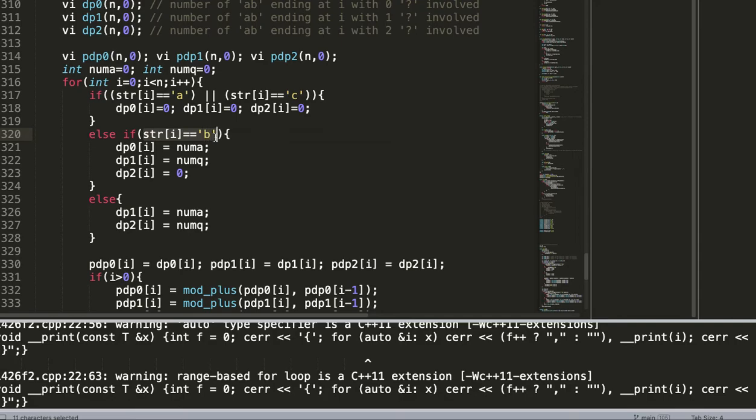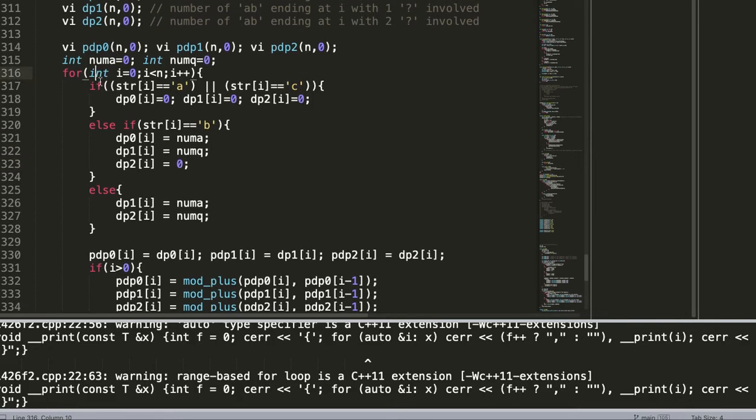If the ith character is B, then since B is obtained organically, we know that to calculate dp0, even A should have been organically derived. So there are a number of such subsequences AB. Similarly, there are num-q's, where num-q is the number of question marks till the I minus 1th index. And similarly, dp2 of I would be 0. This is easy to see.